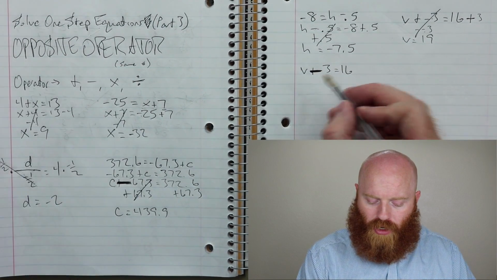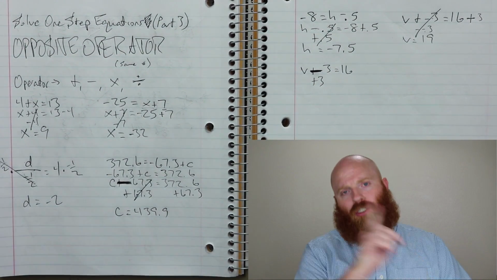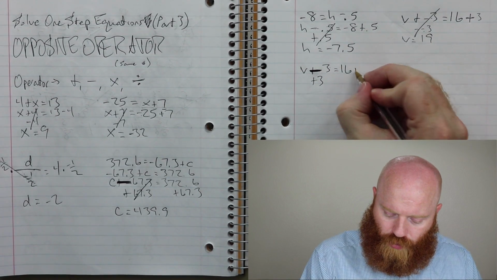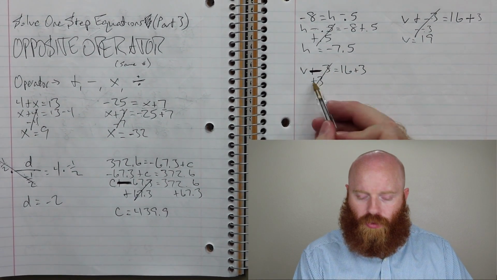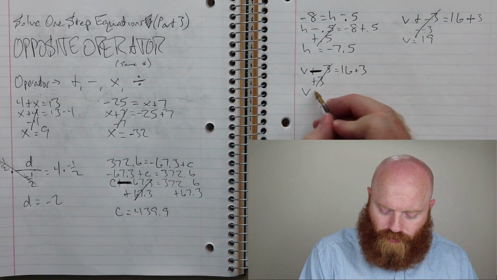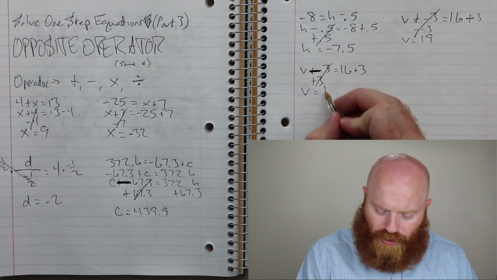Opposite operator, same number. Minus 3, plus 3. But if you plus 3 to that side, you've got to plus 3 to that side. Minus 3 plus 3, that's 0. V minus 0 is V. 16 plus 3 is 19.